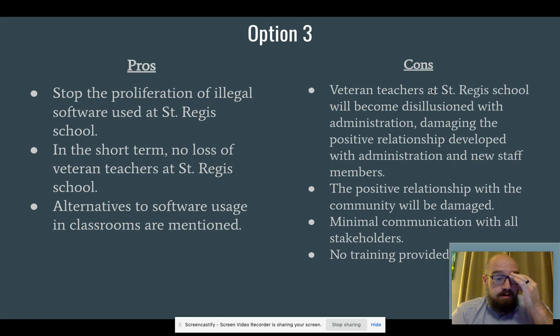Option 3, which was the first intermediate option provided, had several pros and cons. First, it's going to stop proliferation of illegal software at St. Regis. In the short term, no loss of veteran teachers, but if an administrator is going to address the situation by reprimanding multiple teachers, ultimately those teachers could leave. Another pro is that it mentions a need to have alternatives to software usage in the classroom.